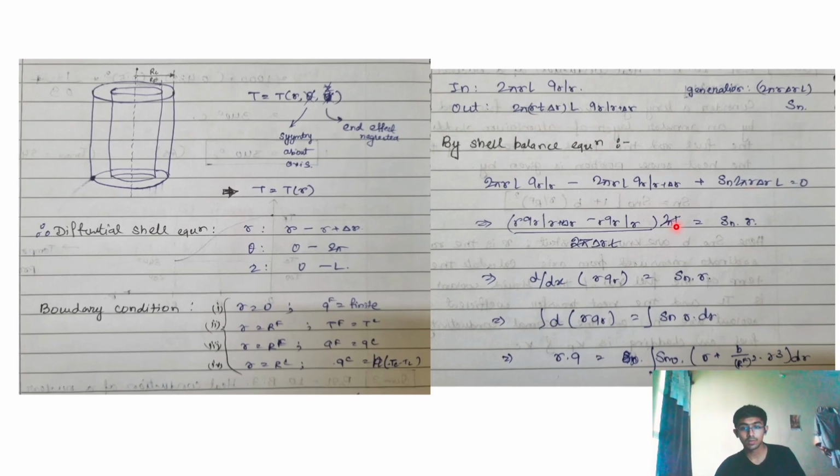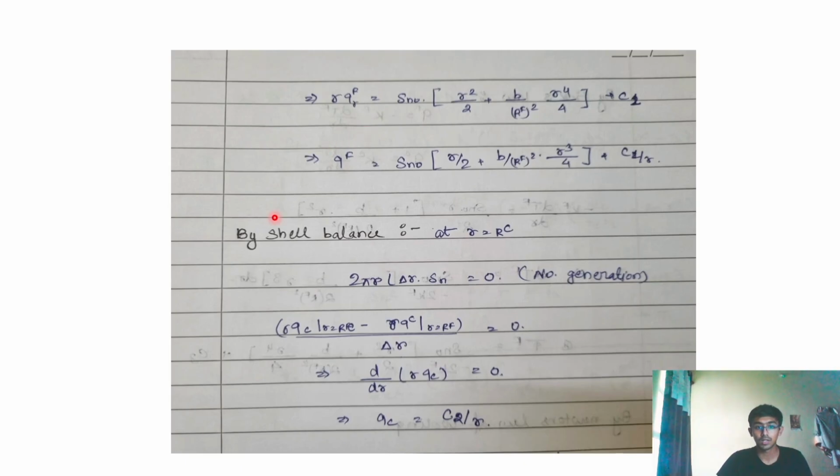Why are we taking 2 pi r below there? When r q is varying with respect to r, if we take r outside, that is not actually varying with r. So we take r inside with S naught, we cancel 2 pi L delta r, taking that limit it becomes the differential, and taking integration on both sides, we can find this q, taking r at the bottom.